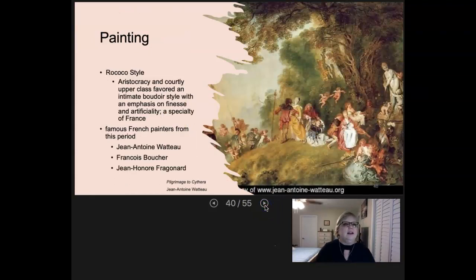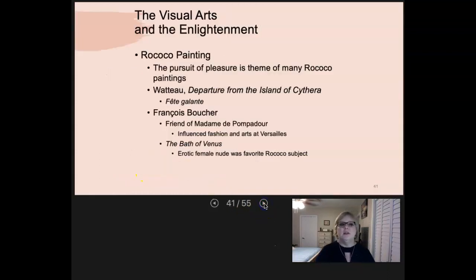There's a Rococo style in painting. It focused on the aristocracy and courtly upper class. It favored an intimate boudoir style with an emphasis on finesse and artificiality, which becomes a very big specialty in France, this Rococo style. Notice in these paintings, they have a kind of artificial quality, they don't seem real. There's kind of a haze to it, like it's imagined. All right. Some famous French painters from this period: Jean-Antoine Watteau, François Boucher, and Jean-Honoré Fragonard. We're going to take a look at some of their work.